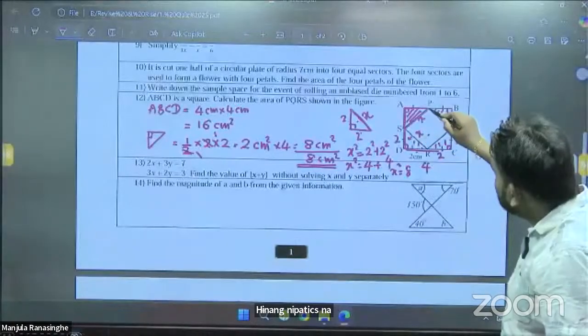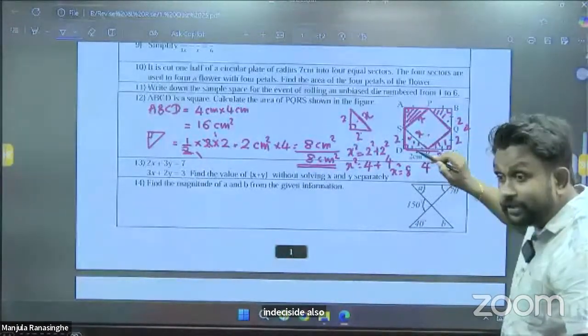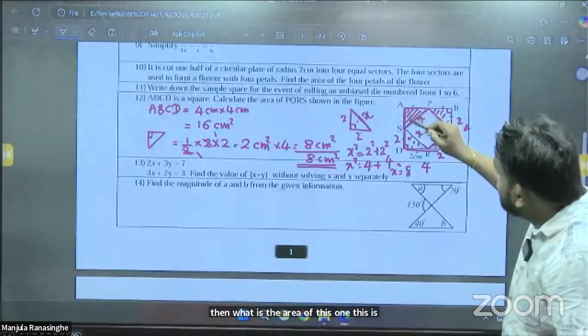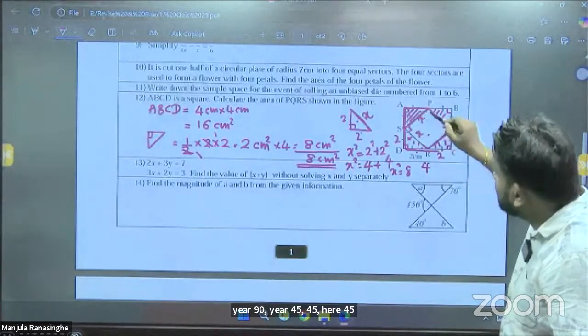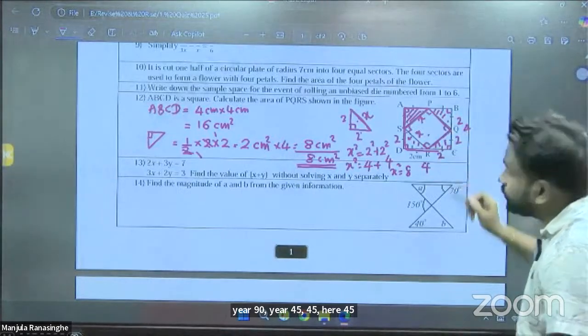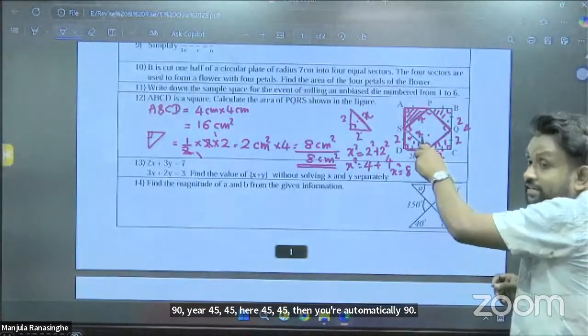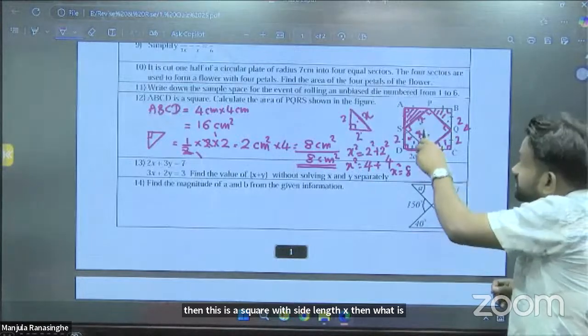Then what is the area of this one? This also becomes a square. Why? Here 90, here 45, 45, here 45, 45, then here automatically 90. Then this is a square with side length x. Then what is the area of that? x into x, x squared.